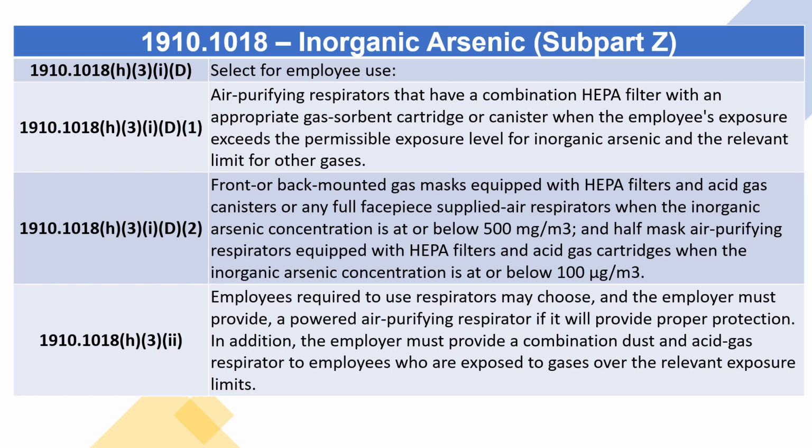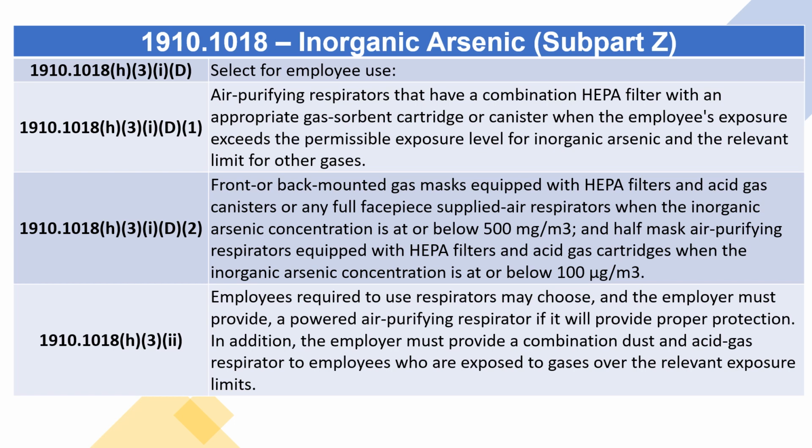1910.1018 H3 I-D: select for employee use air purifying respirators that have a combination HEPA filter with an appropriate gas sorbent cartridge or canister when the employee's exposure exceeds the permissible exposure level for inorganic arsenic and the relevant limit for other gases.